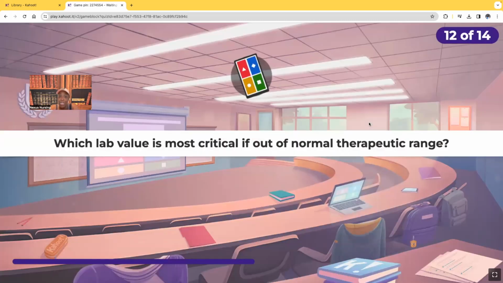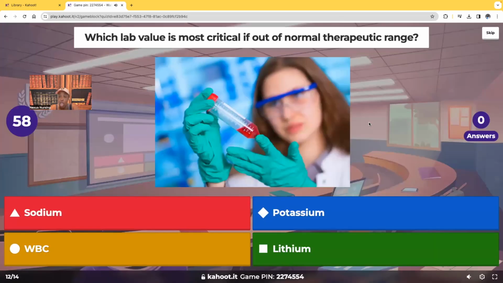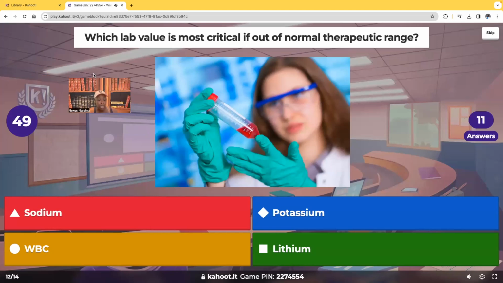Which lab value is most critical if out of the normal therapeutic range? Which one would you be most concerned about if it was out of the normal therapeutic range? Your choices are sodium, potassium, WBCs, which are white blood cells, and lithium level. Which one would you be most concerned about if it was outside of its normal therapeutic range?